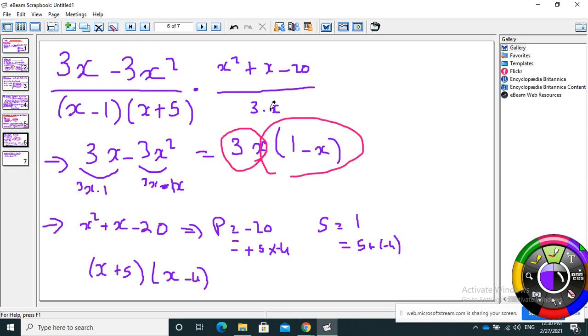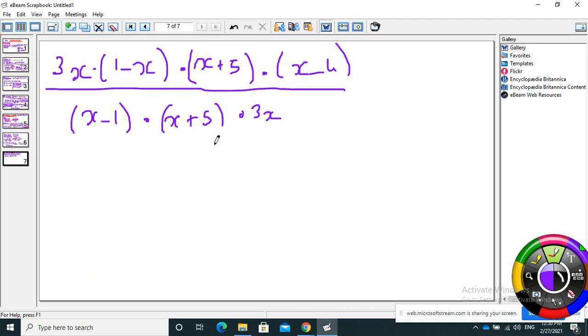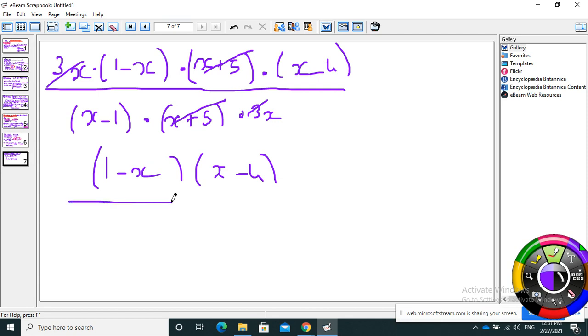I have this one times 3 times x, and this one it's 3x times 1 minus x, and this one it's x plus 5 times x minus 4. So I wrote it all. Now I start to simplify. Look at this one. x plus 5 is 1. 3x is 1. So now I have here, there is one more simplify thing. x minus 4 over x minus 1.